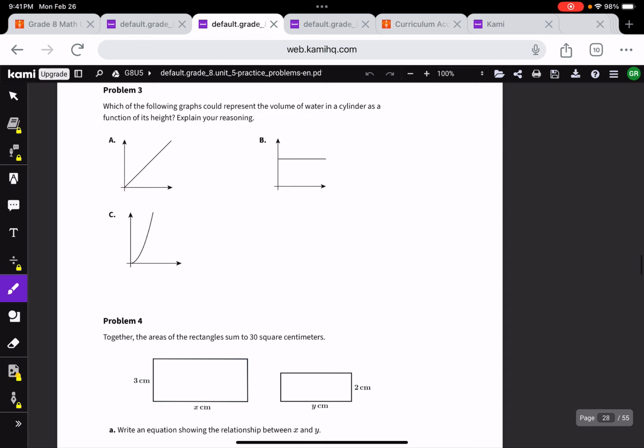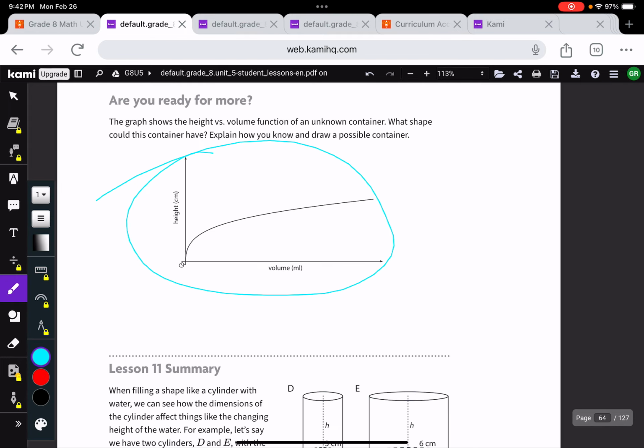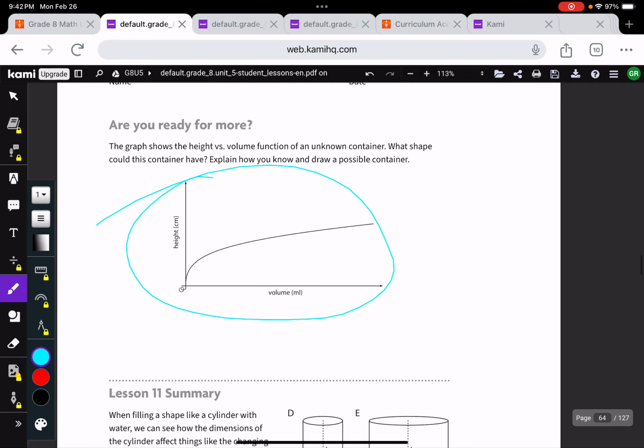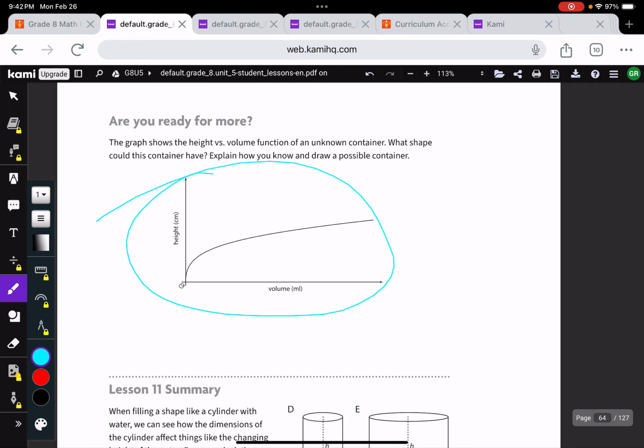And then problem 3. Which of the following graphs could represent the volume of water in a cylinder as a function of its height? The volume depends on its height. This time, height depended on volume on all of these. They're switching it around. They're saying volume depends on height, which is absolutely doable. The volume depends on the height of the water. Yes, you can switch it around. You could say, well, what's the volume of this? Well, if it's this high, that's how much water is in there. You could easily do that.